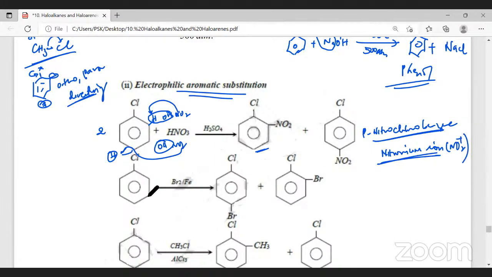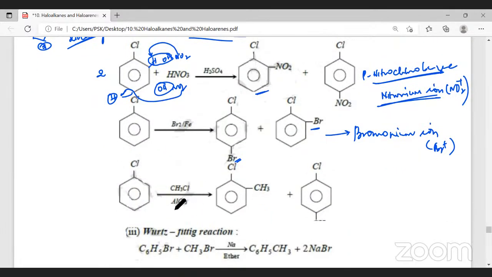Similarly, when chlorobenzene is brominated, you can see at the ortho position you get bromine and also at the para position. So in the case of bromination, the same reaction as I showed here, the electrophile is the bromonium ion. What is this bromonium ion? Br plus, bromonium ion. Next is called the Friedel-Crafts reaction.